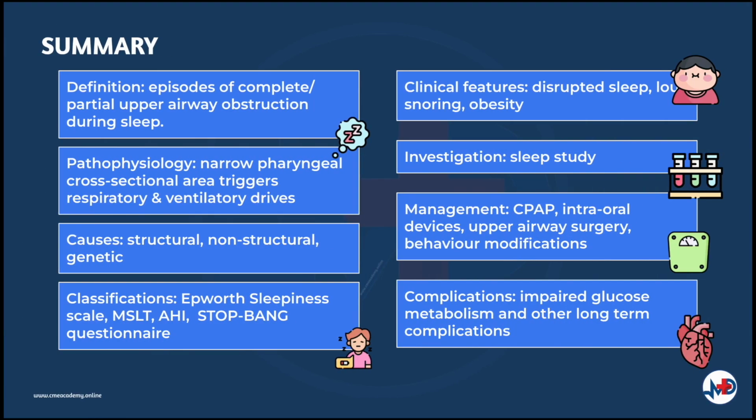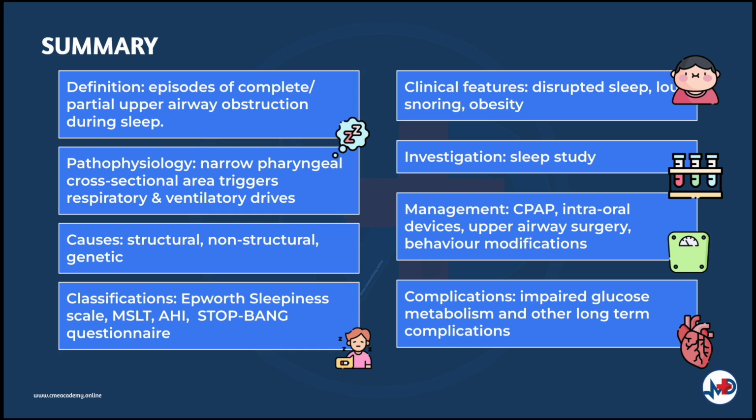Now, to summarize, obstructive sleep apnea refers to episodes of complete or partial upper airway obstruction during sleep. Prevalence in the UK stands at 4% in men and 2% in women in their mid-50s. That being said, incidence increases with age and obesity. The narrow pharyngeal cross-sectional area causes the airway to be rather collapsible. The resulting hypercapnia and hypoxemia trigger respiratory and ventilatory drives. Causes may be structural, non-structural, endogenous among others.